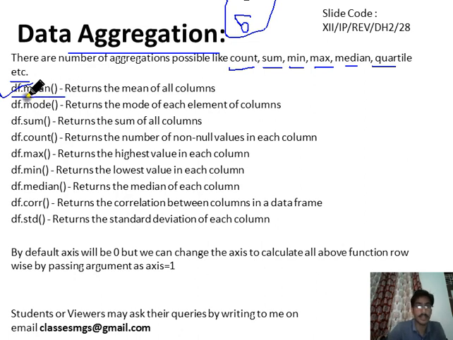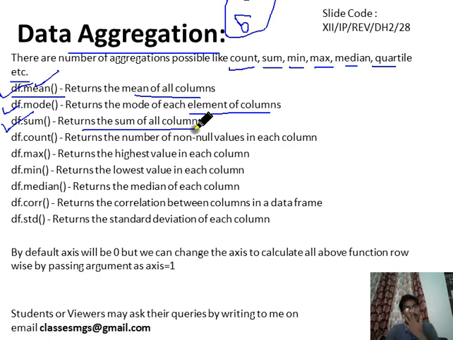So you should write the syntax very carefully. df.mean will calculate the mean of all the columns. df.mode will calculate the mode of each column. df.sum will calculate the sum of all columns, because by default the axis will be 0, that's why it will apply on the column only. If you pass axis equals 1, then it will apply row wise.